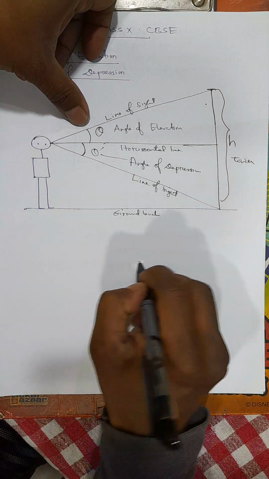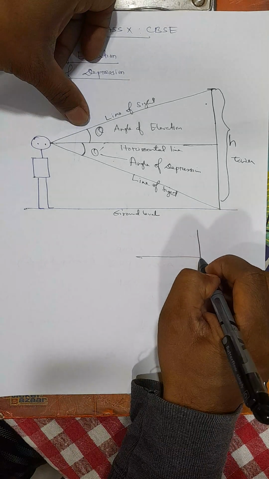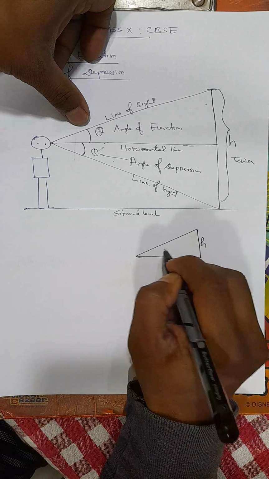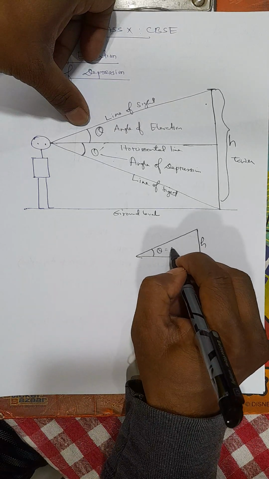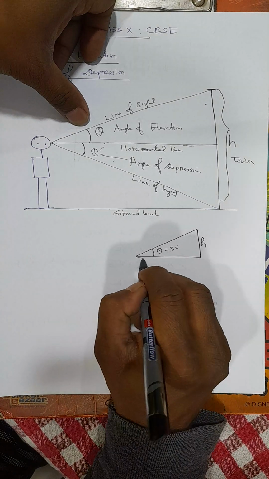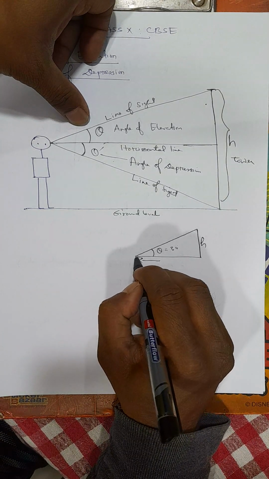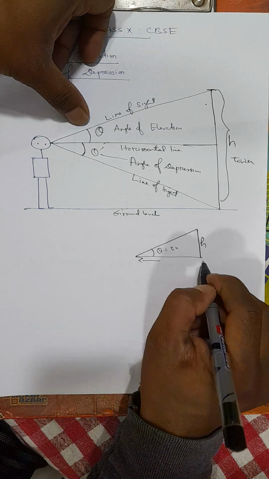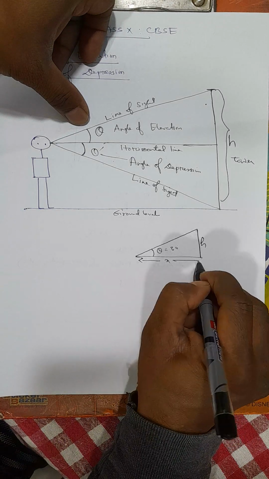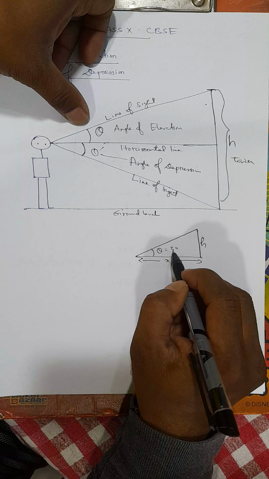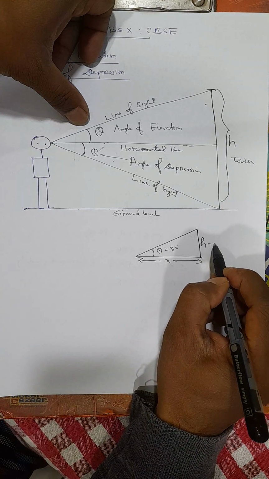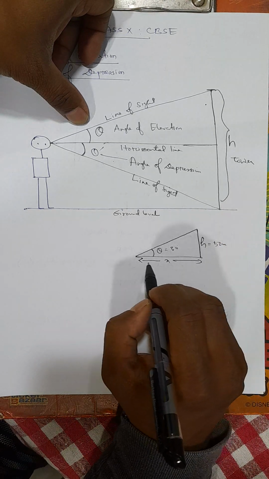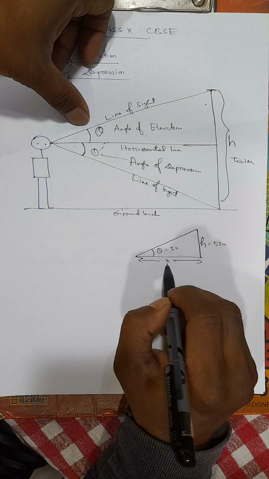right? So suppose this is the height of the tower h, and suppose you are given the angle of elevation, say it is 30 degree. Then you can find this distance, meaning the distance between your position and the tower, say it is x. So if you are given theta equal to 30 degree, and suppose the height of the tower is 50 meter, then you can find out the distance between your position and the tower. You can find out x.